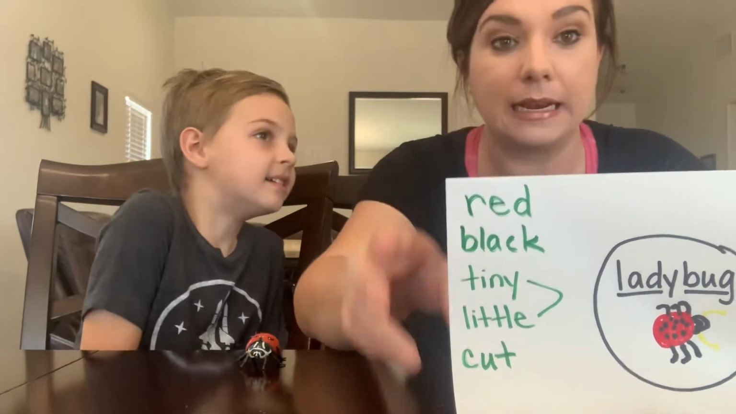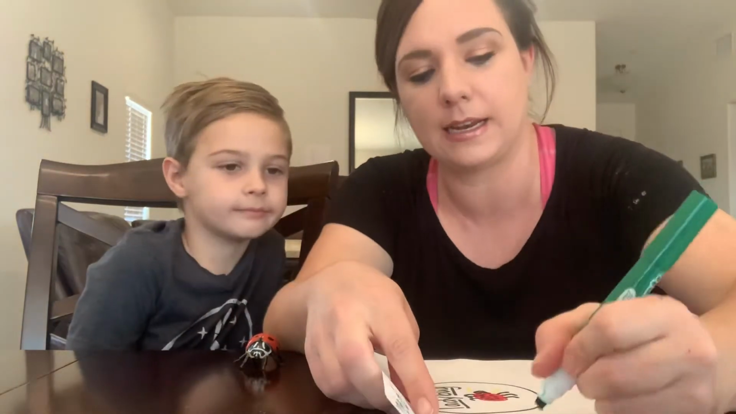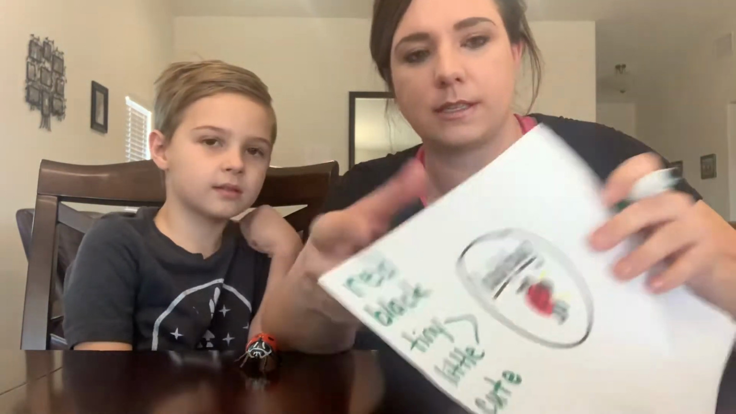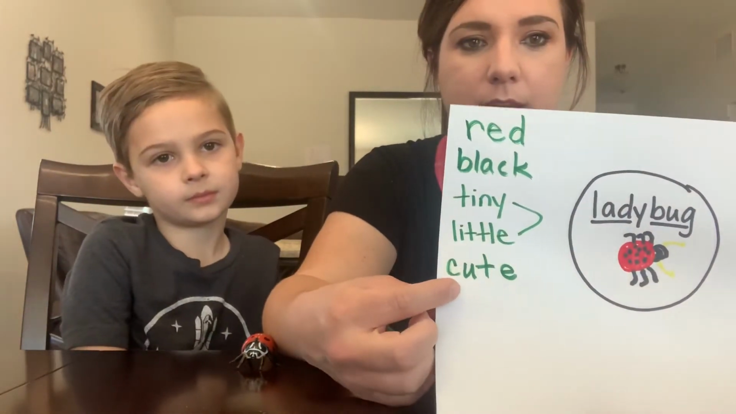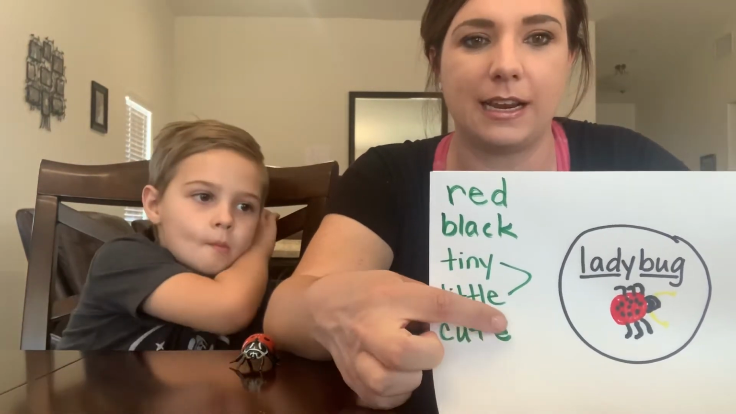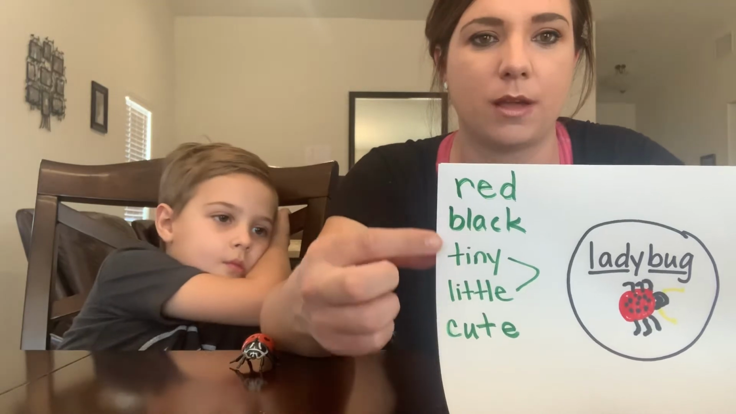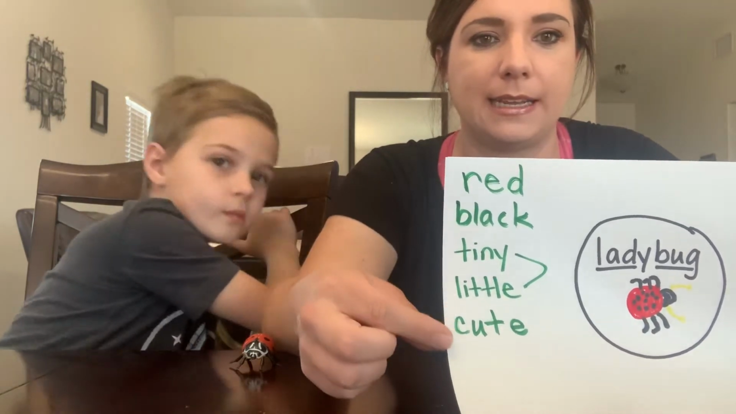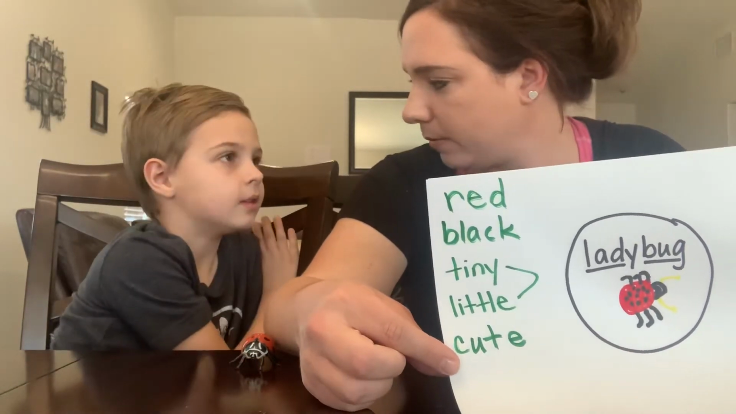Silent E. And I taught my kids, silent E makes the vowel say its name. So instead of it saying cut now, it says cute. Okay? So silent E makes the vowel say its name. We have red, black, tiny, little, cute. Anything else, or are we ready to move on?